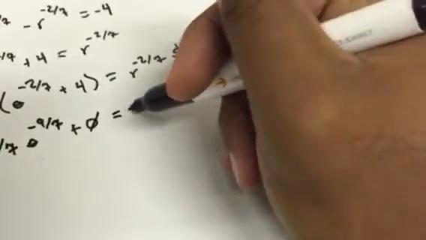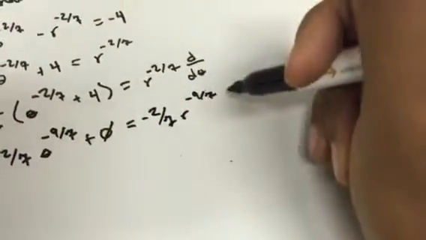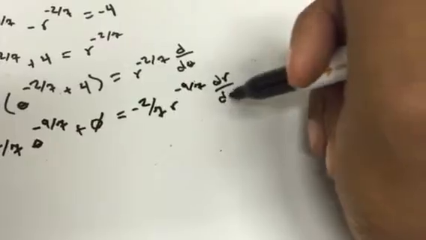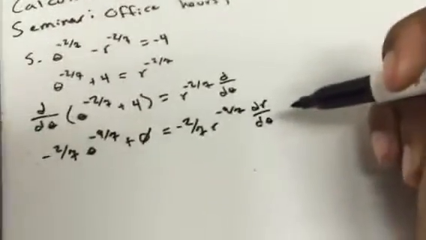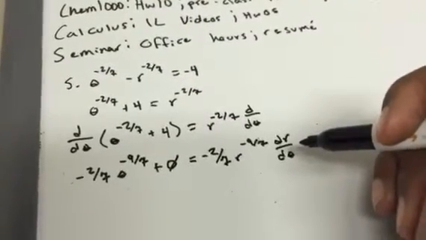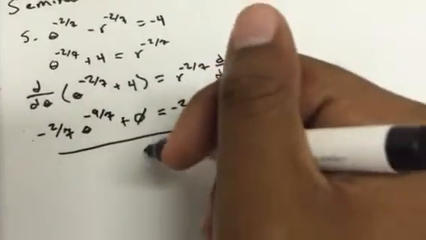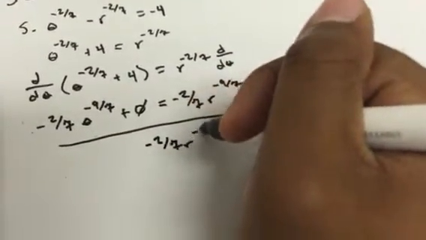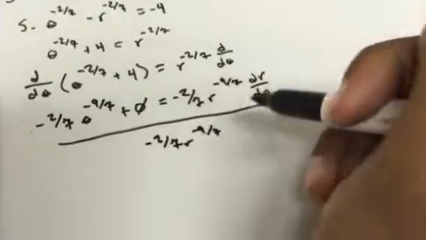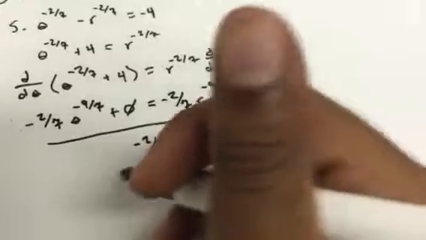And now we have, this is where it gets a bit weird. So we bring down the negative 2/7 and we get r to the negative 9/7. But we also have this dr/dtheta. Now we have to get dr/dtheta by itself. And all we've got to do is divide the entire equation by negative 2/7 r to the negative 9/7. And that'll get dr/dtheta by itself.